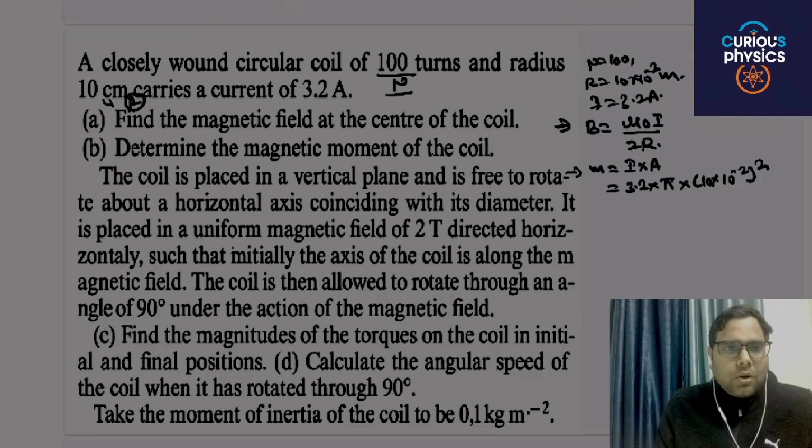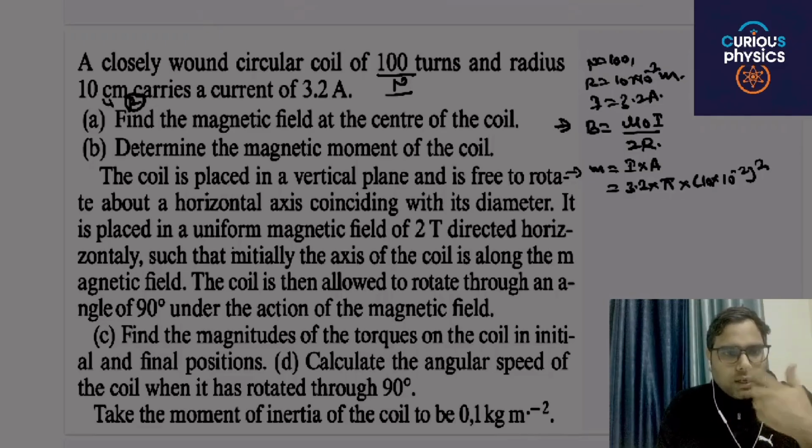This is the second part. The third part: the coil is placed in a vertical plane and free to rotate about a horizontal axis coinciding with its diameter. It is placed in a uniform magnetic field of 2 Tesla directed horizontally, such that initially the axis of the coil is along the magnetic field. The coil is then allowed to rotate through an angle of 90 degrees under the action of the magnetic field. Find the magnitudes of the torques in the coil in the initial and final positions.